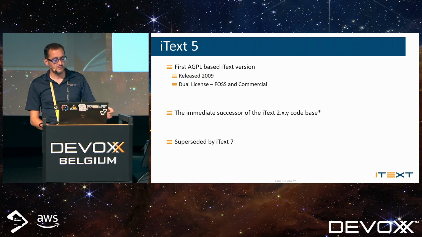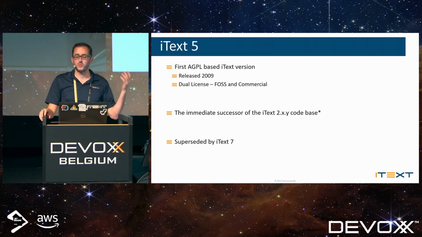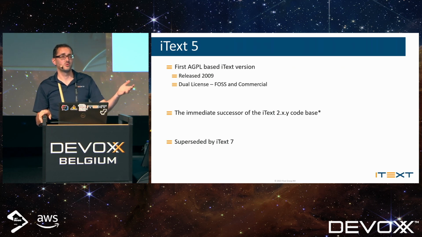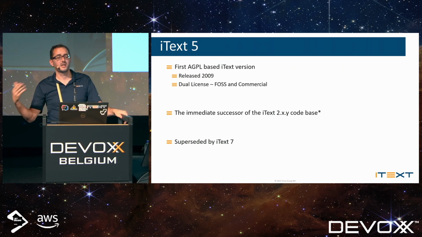iText 5 is the immediate successor to iText 2.0.1.7, which was the last version, I believe, but with a slight asterisk. You could take your code that works with iText 2 and just use it for iText 5 with the notion that you would have to change your namespaces. The old namespace was Bruno's name, basically, and we changed that to the company's name. So that's a small caveat there. Currently, iText 5 has been superseded by iText 7, but the intent is still very much the same.